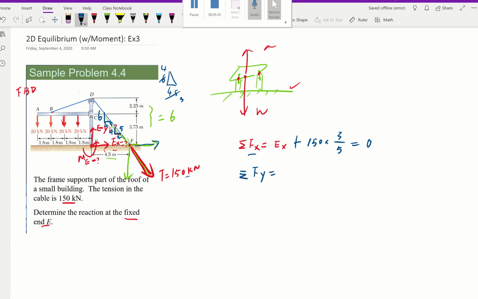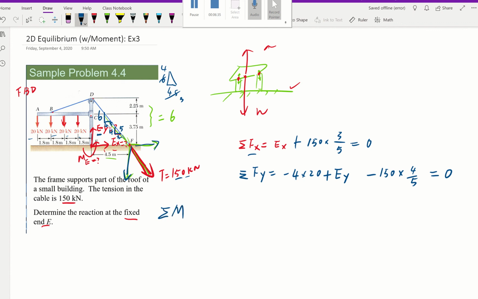Now let's look at forces in the y direction. What forces do we have in y? Many. How many 20s are there? There are 4, and they're all going downward, so negative 4 times 20. Then we have the reaction at support E, EY, positive, going upward. Then with this tension T of 150, the y component will be 4/5. However, that one is going downward, so it's going to be negative. That equals 0.